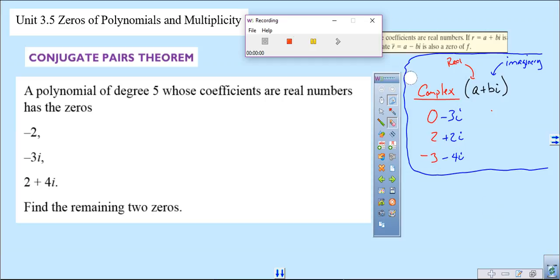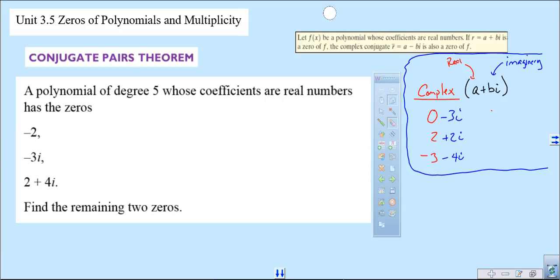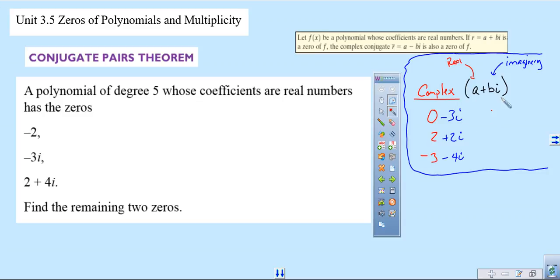Okay, so moving forward, we're still looking at polynomials and zeros, but we're going into complex numbers or imaginary numbers. And so we need to talk about this thing called a conjugate pair. Let's do a quick review of what imaginary numbers or complex numbers look like. Complex numbers come in the format of a plus bi.